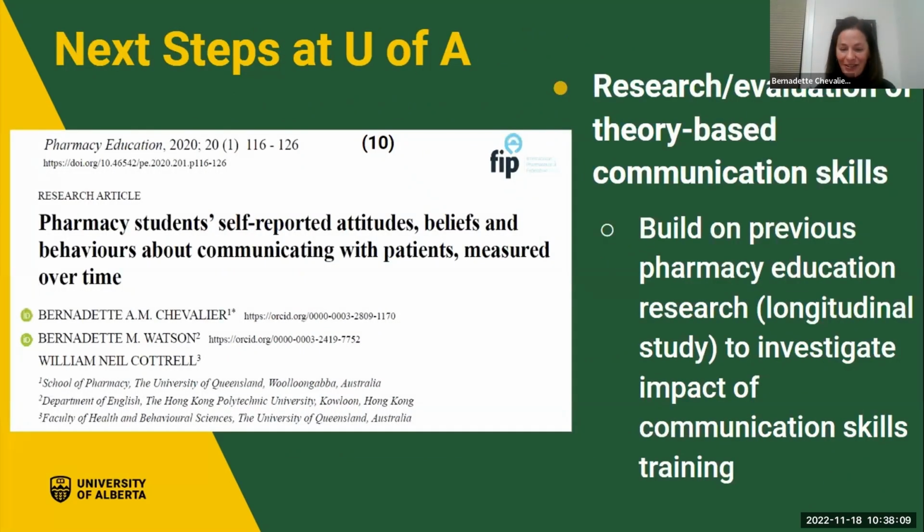I'm also looking at some research opportunities, always within the CCPP program. And I'd like to build on the previous pharmacy education research I've done in Australia with final year pharmacy students. So this was a longitudinal study, and it investigated the impact of CAT-based communication skills training on self-reported attitudes, beliefs, and behaviors about communicating with patients. And I'd like to do a version of this, maybe in a little different way because they're different types of students, but to study the impact of the CAT-based communication skills training on the CCPP program learners and do this over time as well.